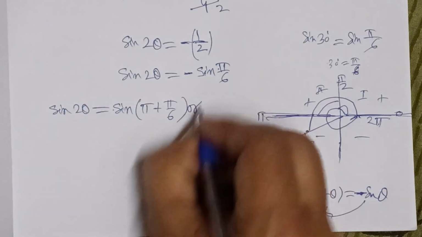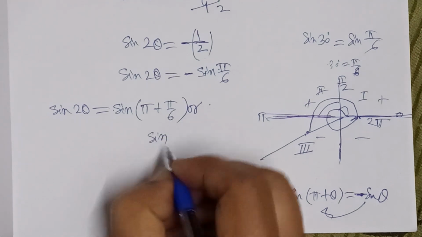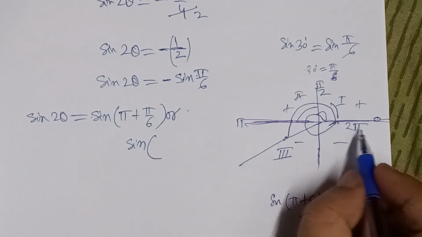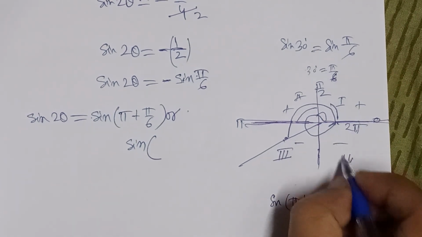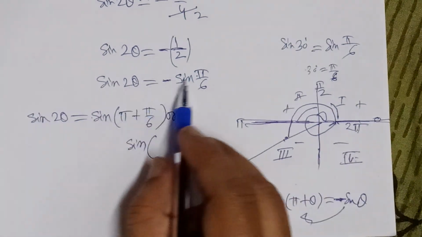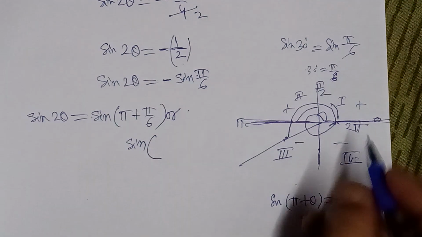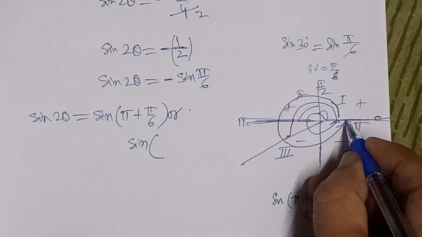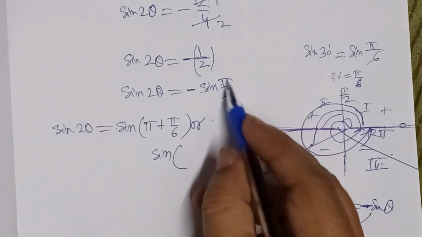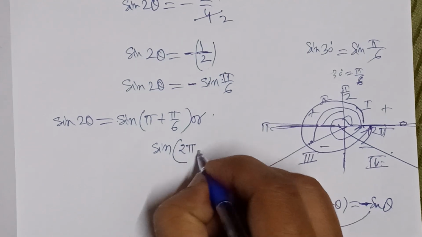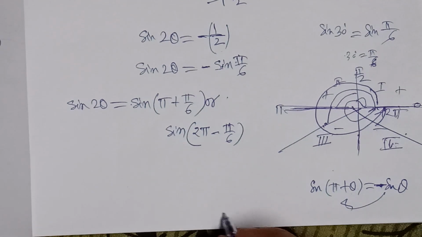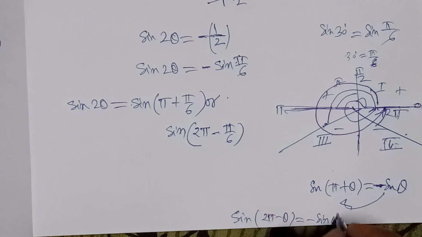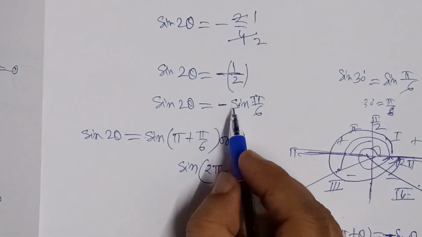Or, if we want to go into the fourth quadrant, for the sake of sine being negative, we have to go first 2 pi and then back some value, which is pi by 6. So I write 2 pi minus pi by 6, because we know the formula sine of 2 pi minus theta equals minus sine theta. Here we have minus sine theta, here we write it as this.